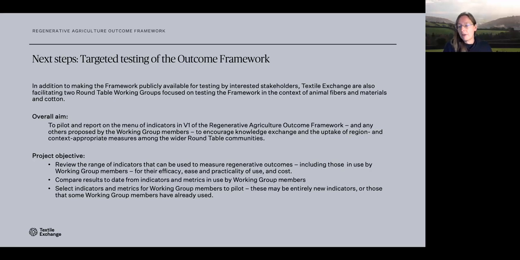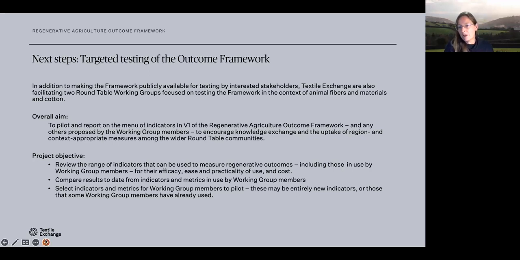And it's also allowing the testing to happen in different regions. We also have some different animal fibres within our working group, to really check the applicability and ease of use in different scenarios. And so we can take that back to our wider roundtable community.